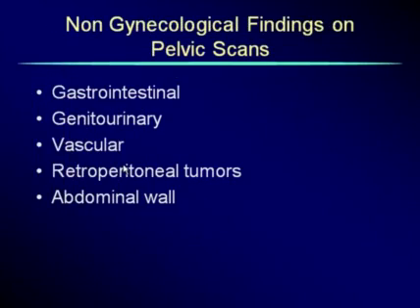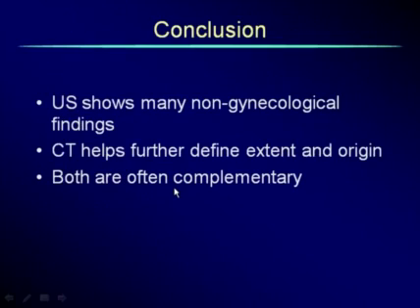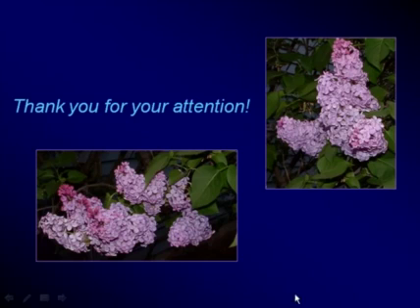So anything can happen. We see GI, GU, vascular, all kinds of tumors. Ultrasound shows many non-gynecologic findings. CT and MR help to further define the extent and the origin, and often these examinations, ultrasound and CT, are complementary, and MR usually comes to the rescue and becomes the most definitive test. So that's the end, and thank you for your attention.